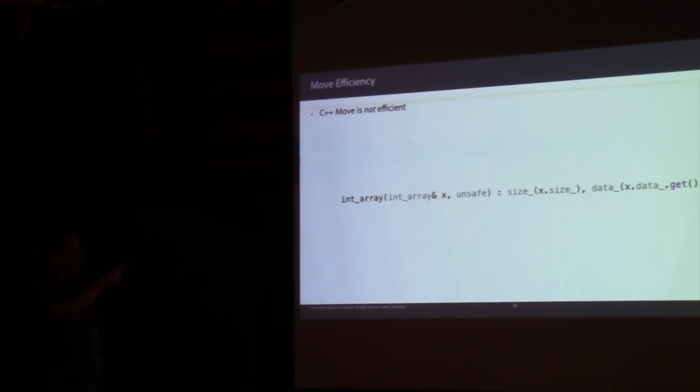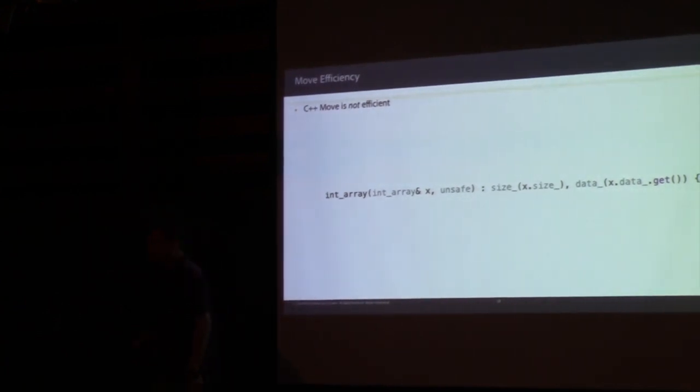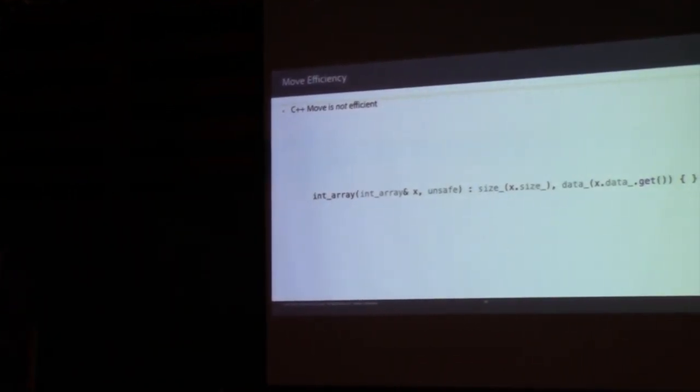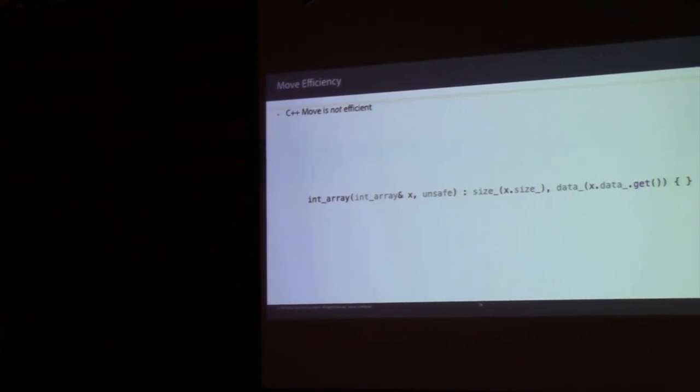Okay, so now I've got two unique pointers that point to the same thing, right? I just constructed another unique pointer from a data.get. That's a very bad thing. Okay, I'm violating invariants all over the place here. But what I didn't have to do here is I didn't have to write back into that previous unique pointer the null pointer. Okay, I saved myself a write.